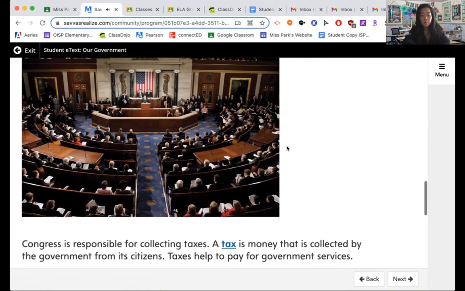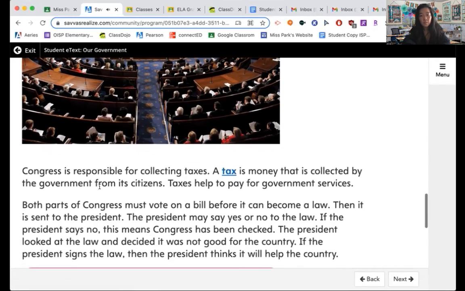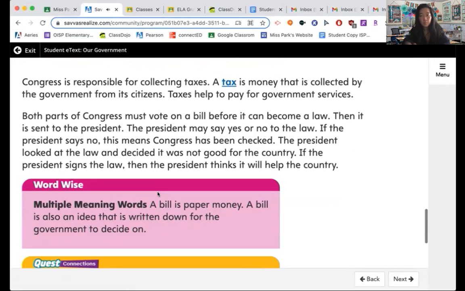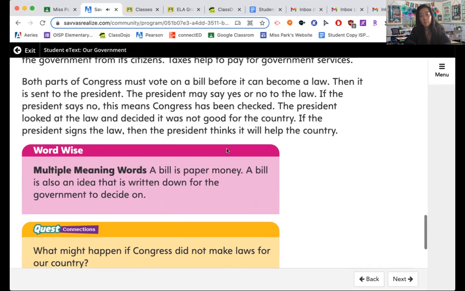Congress is responsible for collecting taxes. A tax is money that is collected by the government from its citizens. Taxes help to pay for government services. Both parts of Congress must vote on a bill before it can become law. Then it is sent to the president. The president may say yes or no to the law. If the president says no, this means Congress has been checked. The president looked at the law and decided it was not good for the country. If the president signs the law, then the president thinks it will help the country.